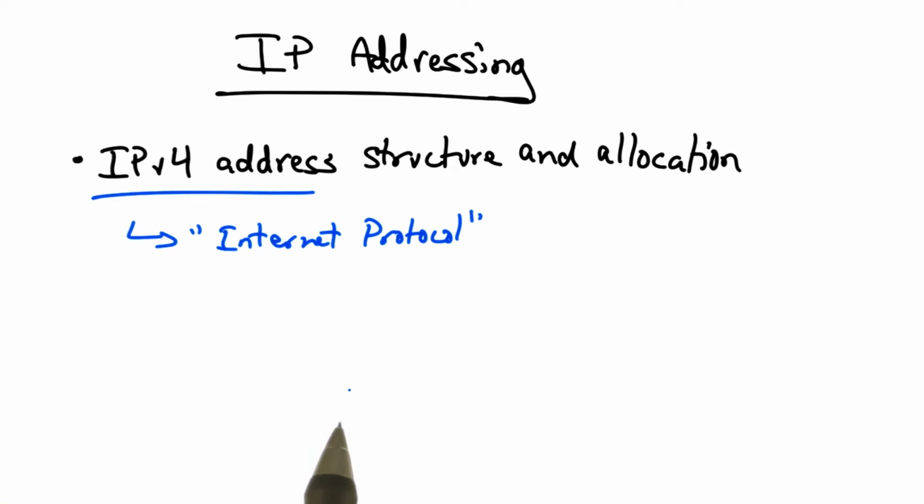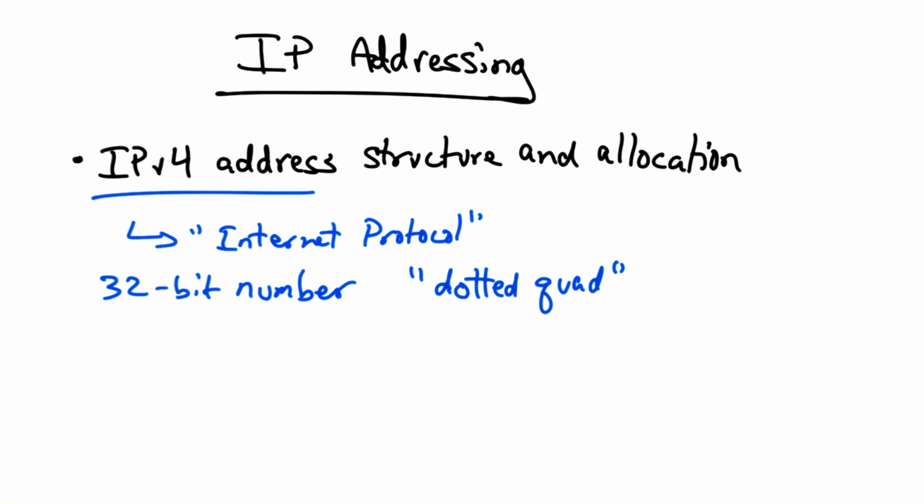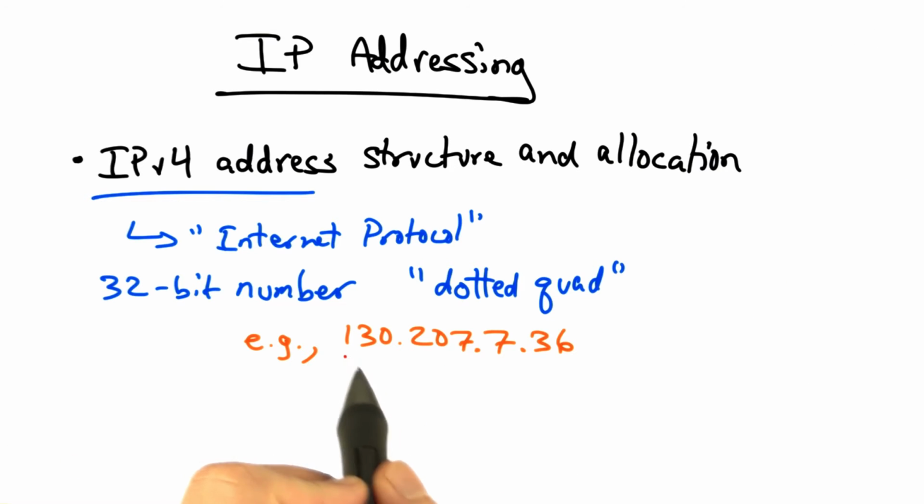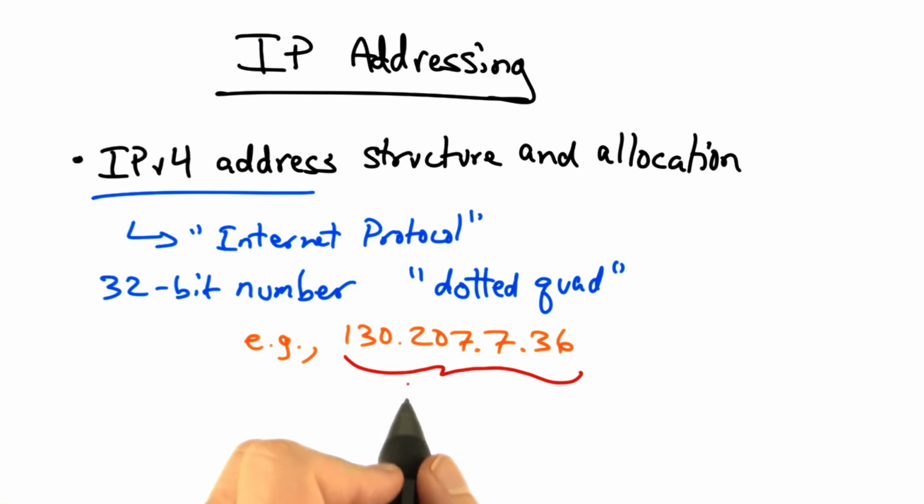Internet to date. Each IP address is a 32-bit number, and that 32-bit number is formatted in what is called dotted quad notation. For example, the IP address for www.cc.gatech.edu is 130.207.7.36. Now this is just a convenient way of writing a 32-bit number.